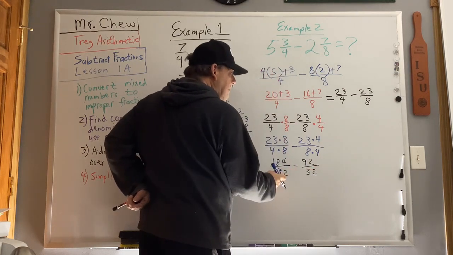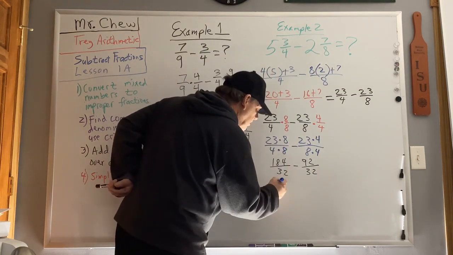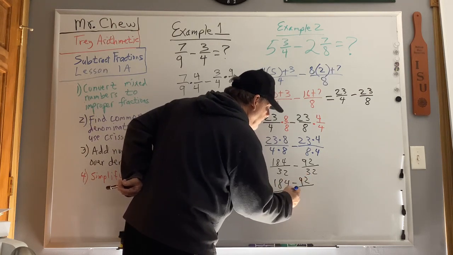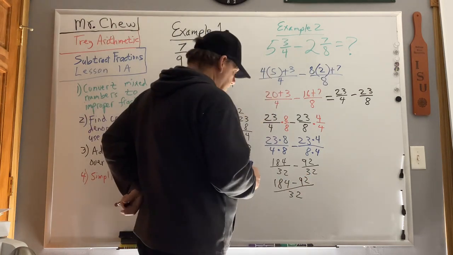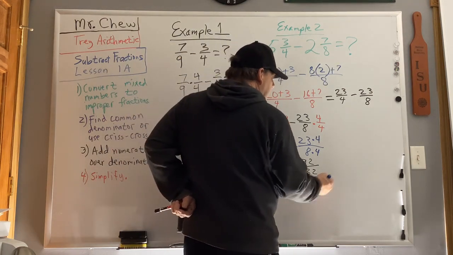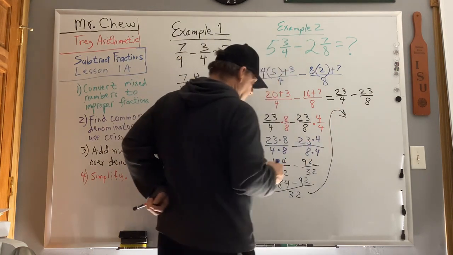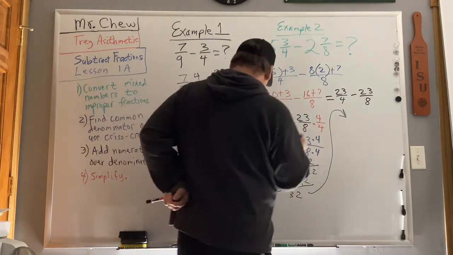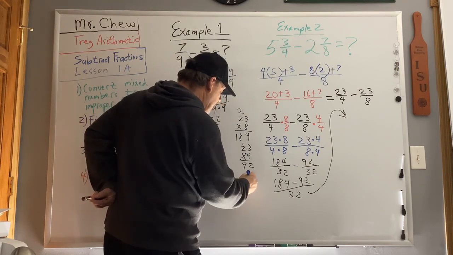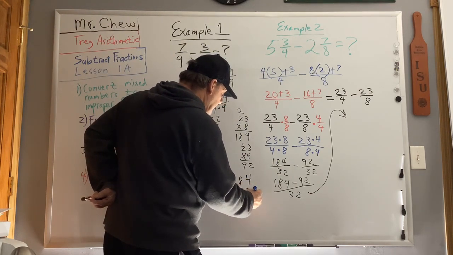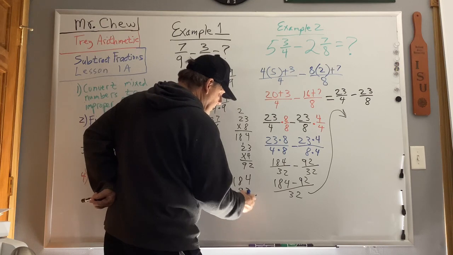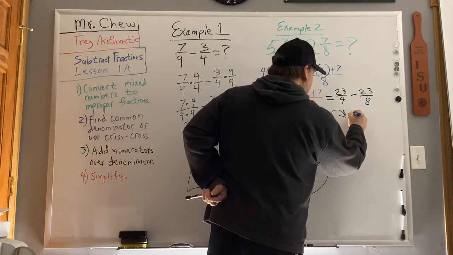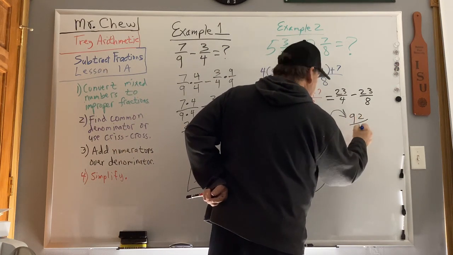I have the same denominator, so now I can write this subtraction in the numerator over that denominator. And now I'm going to go ahead and write it up into here. So 184 minus 92. So I'm going to have to take my 184, subtract my 92. 2 from 4 is 2. 9 from 18 is 9. So that's 92 over 32.